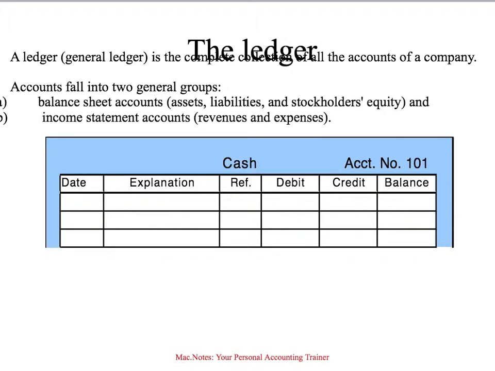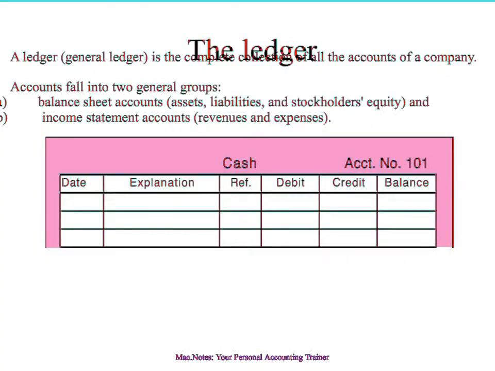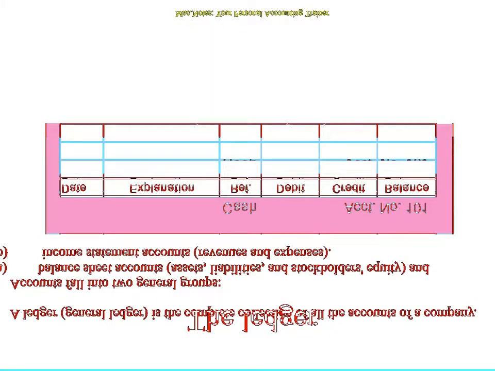Now, this is the ledger, and I apologize for this PowerPoint. But a ledger, or it's called the general ledger, is a complete collection of all accounts of a company. And these accounts fall into 2 groups: the balance sheet accounts, which are assets, liabilities, shareholders' equity, and the income statement accounts, revenue and expenses.